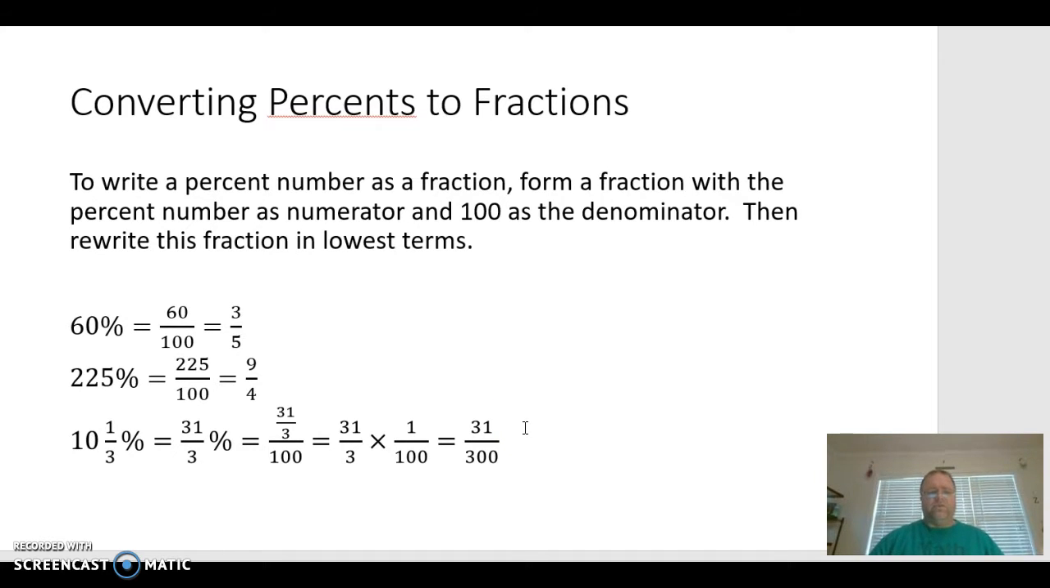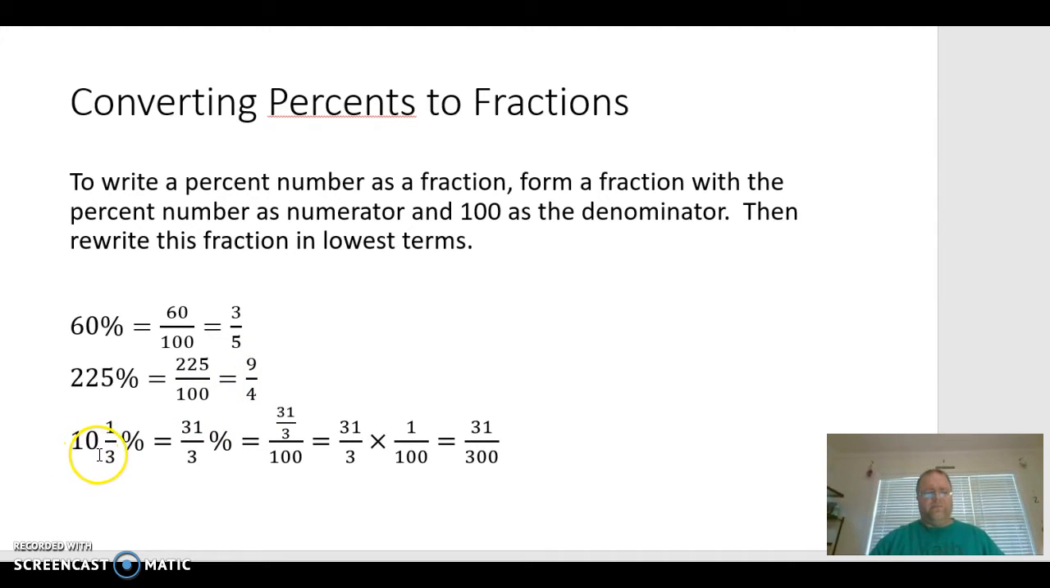So to write a percent number as a fraction, form a fraction with the percent number as numerator and 100 as the denominator. Then rewrite this fraction in lowest terms. So 60% is 60 over 100, which reduces to 3/5. 225% is equal to 225 over 100, which reduces to 9/4.